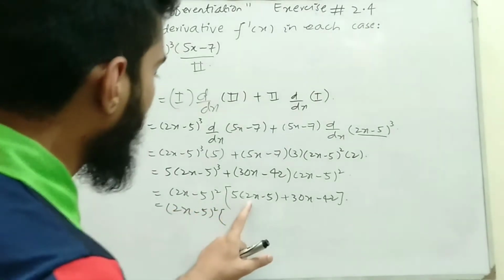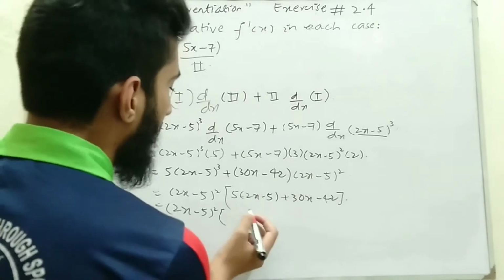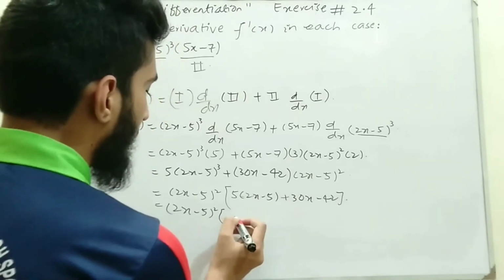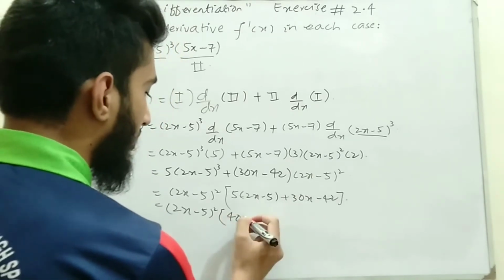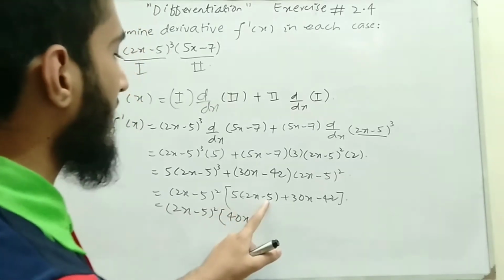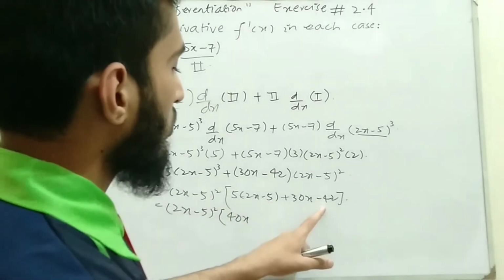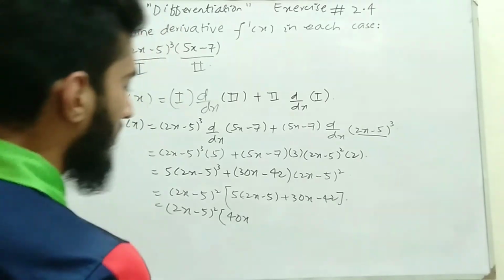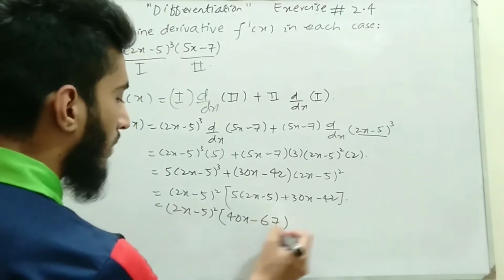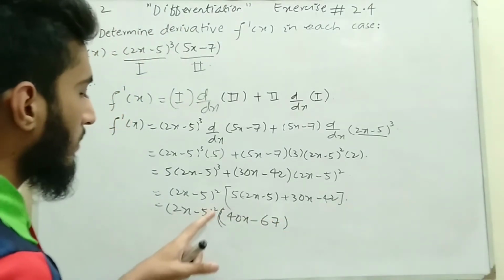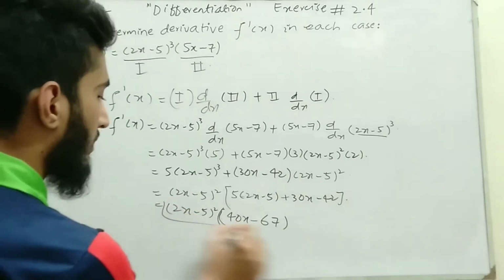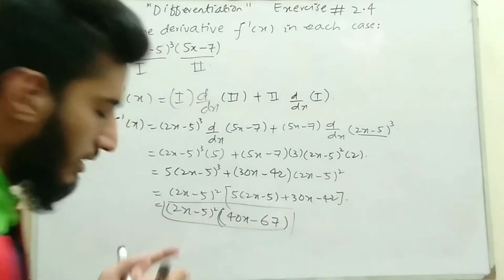Inside, 5 multiply 2x gives us 10x and plus 30x, it will give us a value 40x. 5 multiply negative 5 is minus 25 and minus 42, so minus 67. So this is the required derivative: (2x minus 5) whole square multiply (40x minus 67). This is the required result.